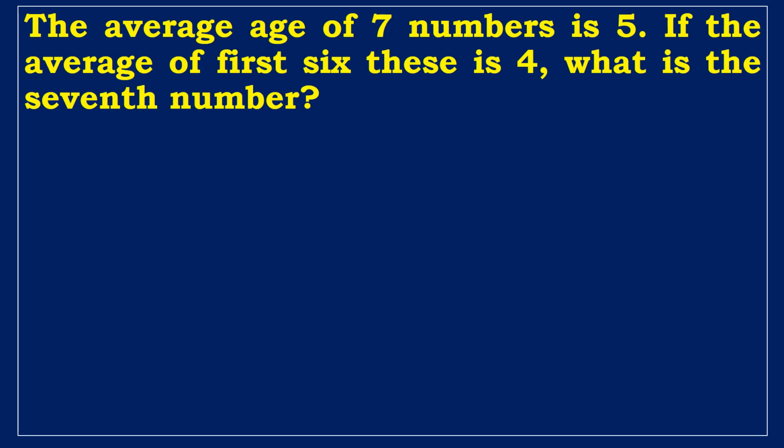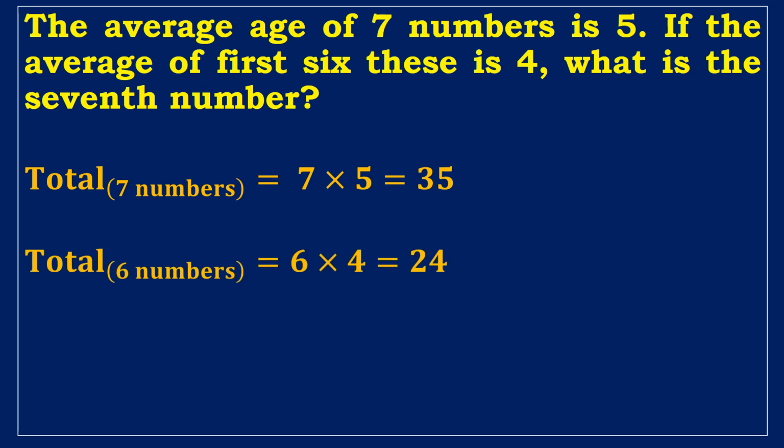Since the average of 7 numbers is 5, we can find the sum of the 7 numbers: 7 into 5, which is equal to 35. Also, the average of the first 6 numbers is 4. We know that we can find the sum of the first 6 numbers: 6 into 4, which is equal to 24.